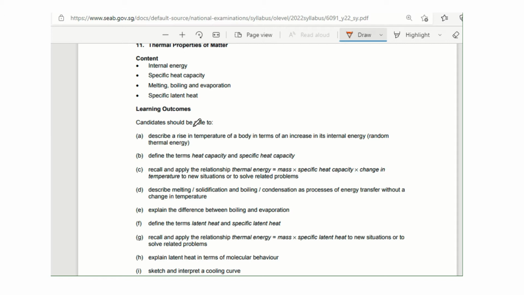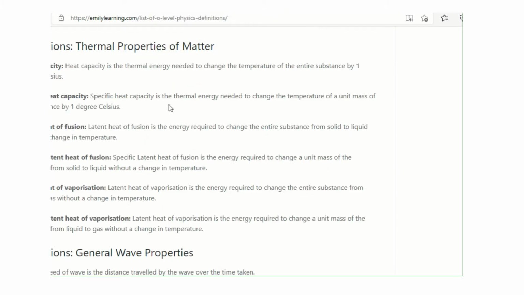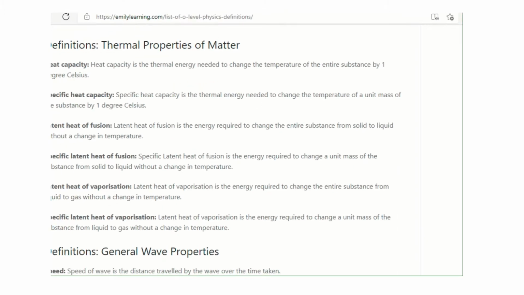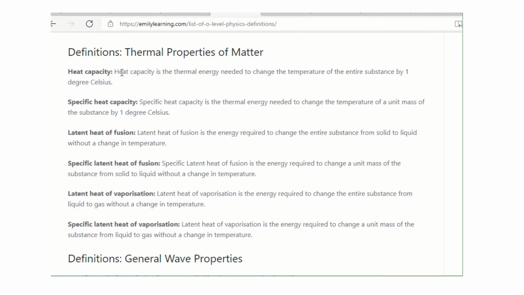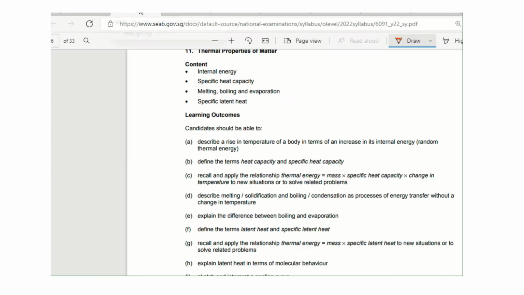All right. Next, you need to know the definition of the terms heat capacity and specific heat capacity. So I have a post on the list of definitions that you need to know for physics. So here is the definition of heat capacity and specific heat capacity. Make sure that you memorize them. All right. So I'll provide a link in the description below on where you can access this list of definitions. All right. Okay, so you need to know the definition.